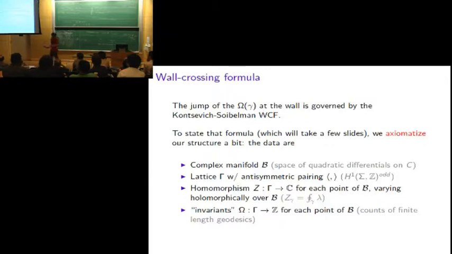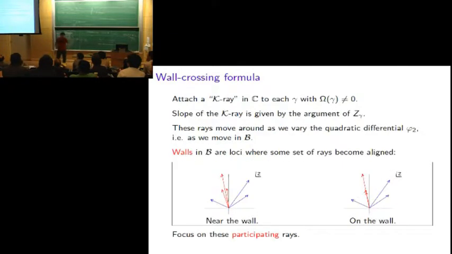So now, OK, you've got the data. Now I want to tell you the formula. To tell you the formula, I first do some little circumlocution. So I want to think of the z's in the following way. For every gamma with omega of gamma not equal to 0, in other words, for every one of these finite-length geodesics, I'll attach some ray in the complex plane.